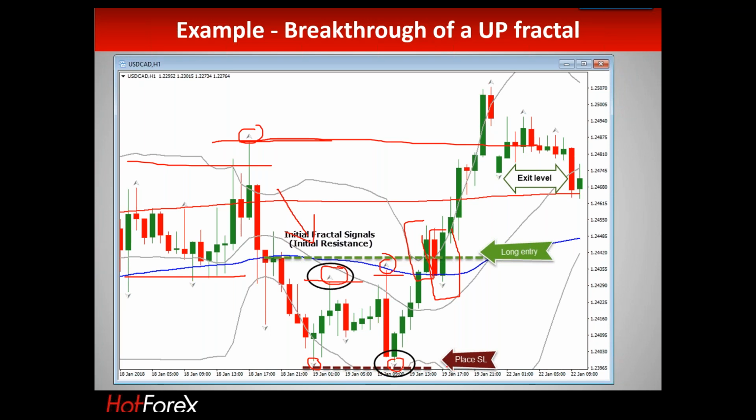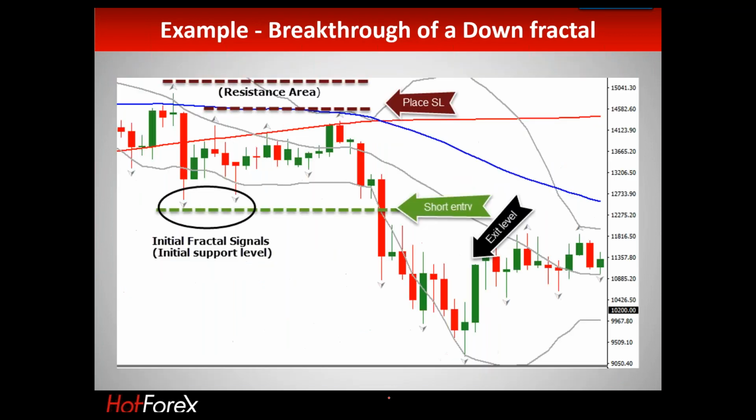Or if you want a tighter stop loss, if your risk and reward ratio is higher and you want a tighter stop loss, then you could set your stop loss at this latest down fractal. So it's up to you. Previous slide, you're referring to this one.